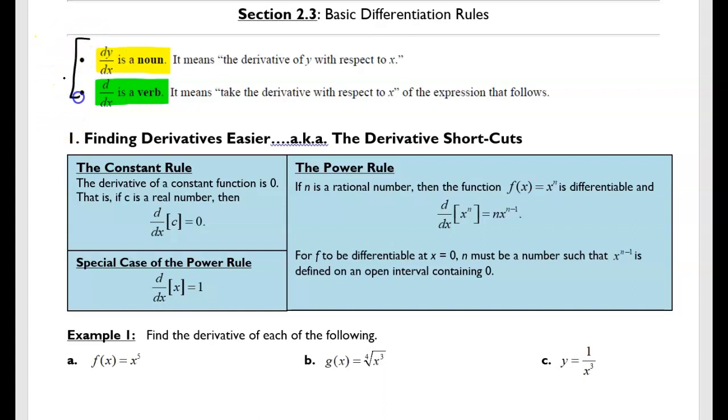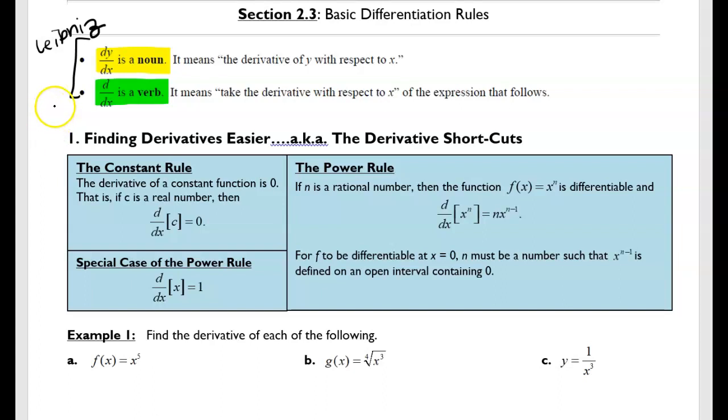These are both forms of Leibniz notation. You don't necessarily need to know that, but I might reference it from time to time. Leibniz was one of the creators of calculus, and Newton is the one that came up with the prime notation. This is Leibniz notation.